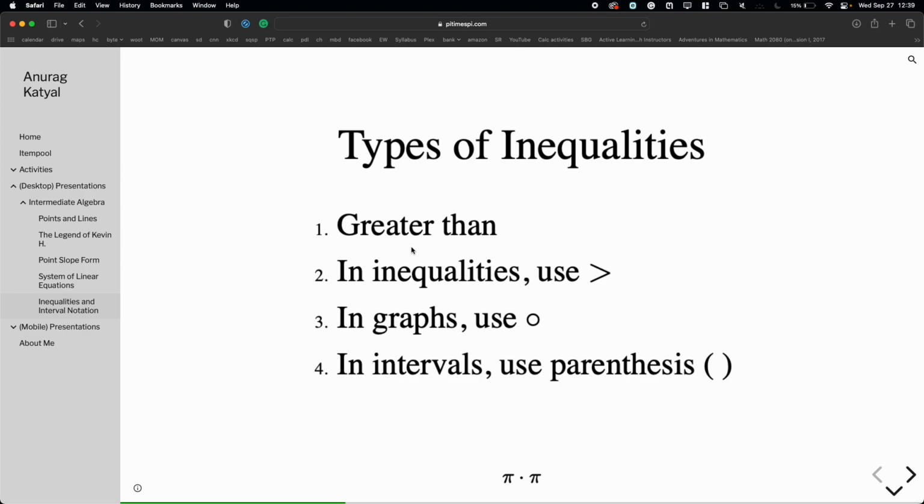So the next type is greater than. We use that symbol. Hopefully that's not a surprise to anyone. We still use an open circle. We still use parentheses. So less than, greater than, we use the same symbol. Just open circle and parentheses. Fair?